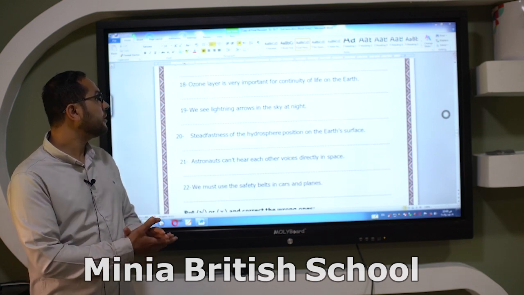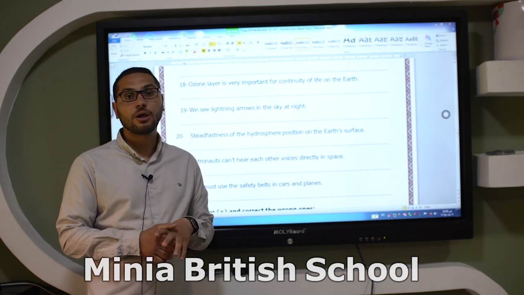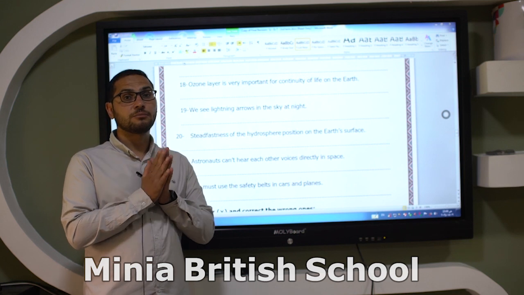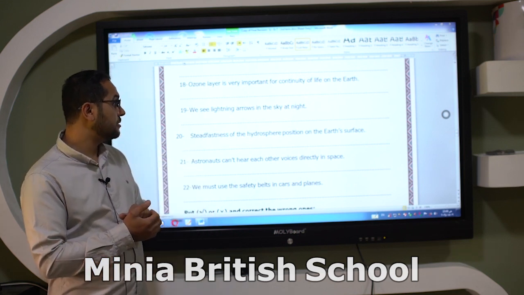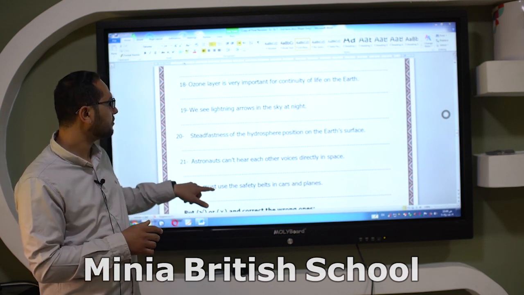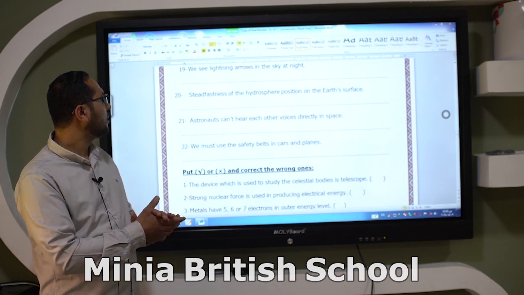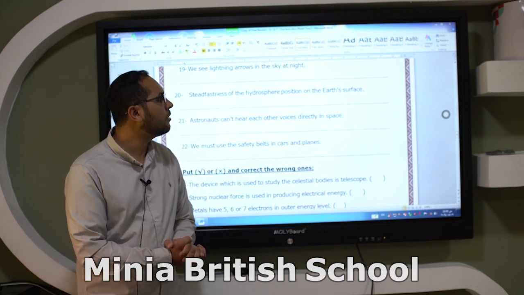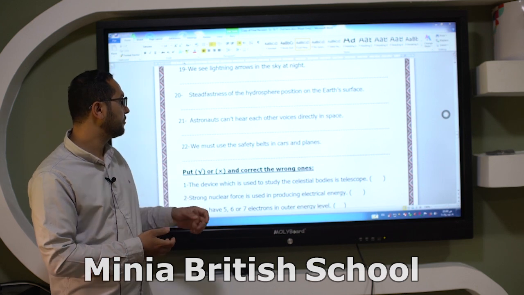The ozone layer is very important for the continuity of life on Earth. Why? Because the ozone layer protects us from the harmful rays coming from the sun. Steadfastness of the hydrosphere's position on the Earth's surface. Why? This is due to the Earth's gravity.